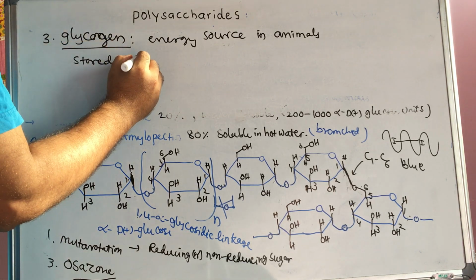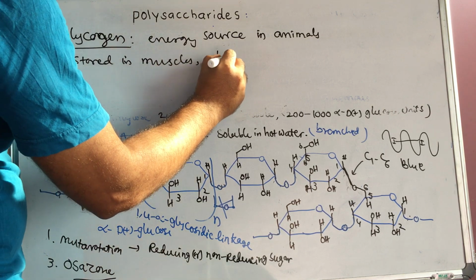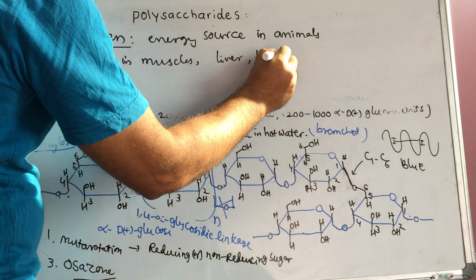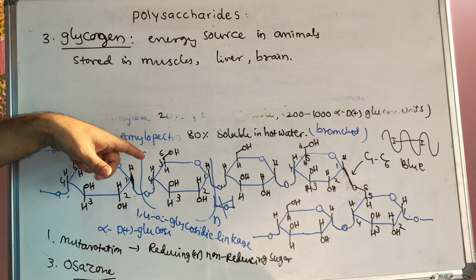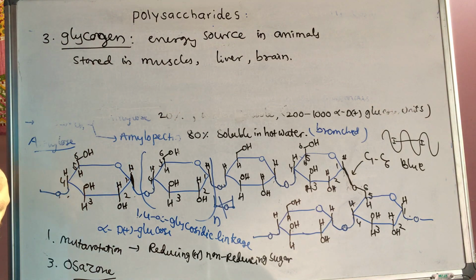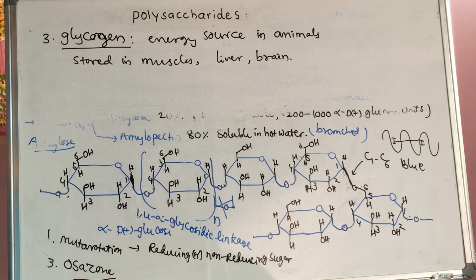in muscles, liver, brain. So when energy is needed instantaneously, this glycogen breaks down into glucose and it gives instantaneous energy. The glycogen present in muscles is readily available energy and is immediately hydrolyzed and metabolized.